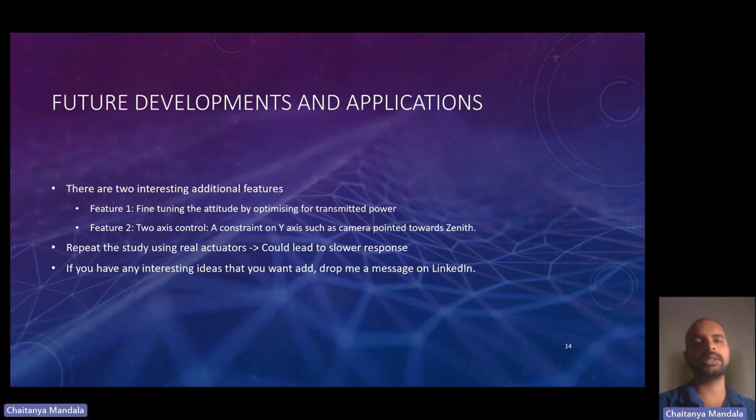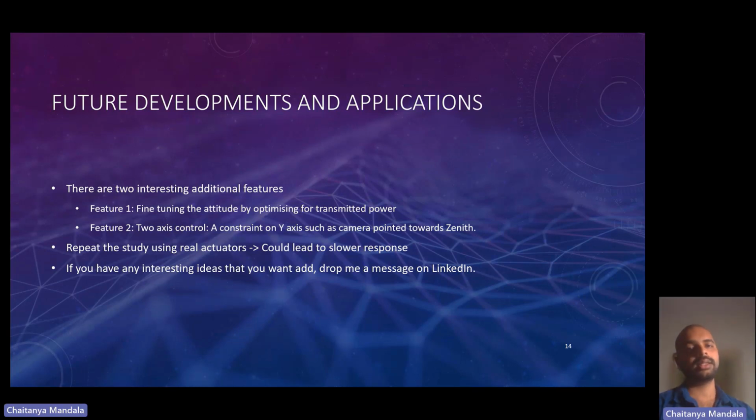All right, so future developments. I had a few ideas on how to improve or build on this project. I executed the coarse tuning. I want to try and run a fine tuning of the attitude, which is more accurate, by optimizing for the transmitted power. FreeFlyer can do RF link analysis, where it measures the received power as well. So I want to see if I can push the algorithm enough to get the fine tuning that I need.